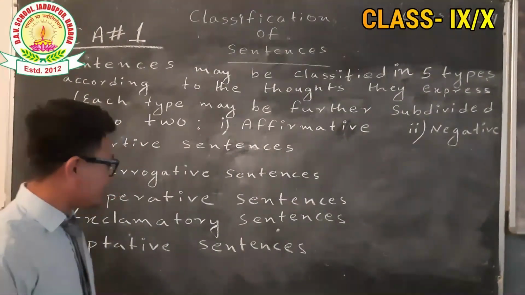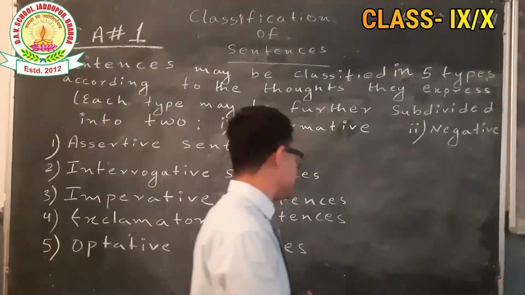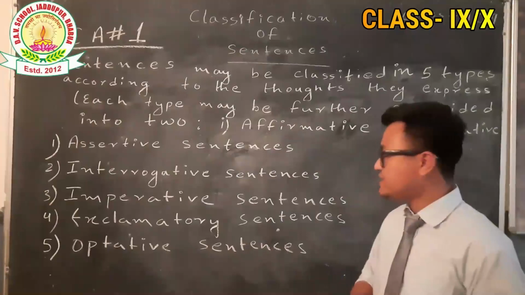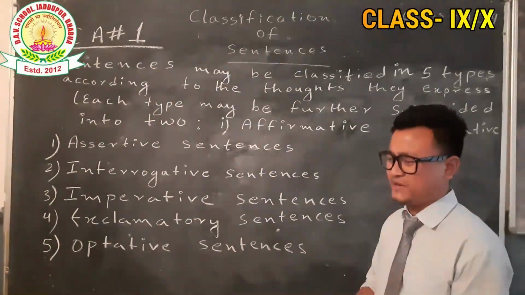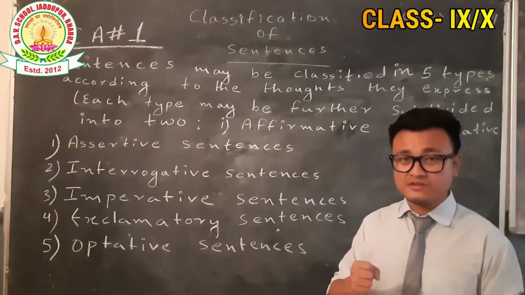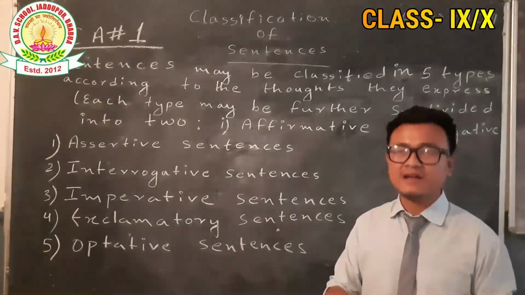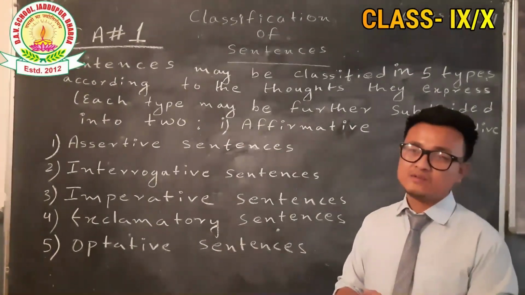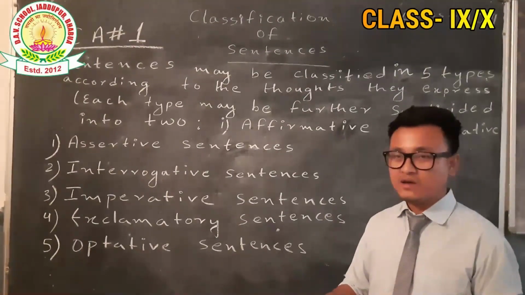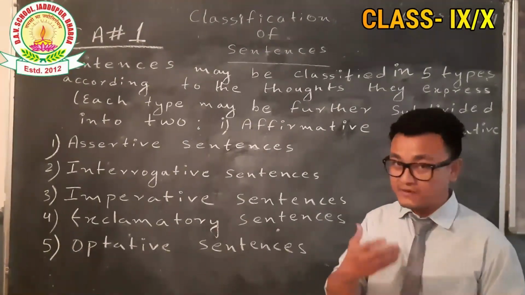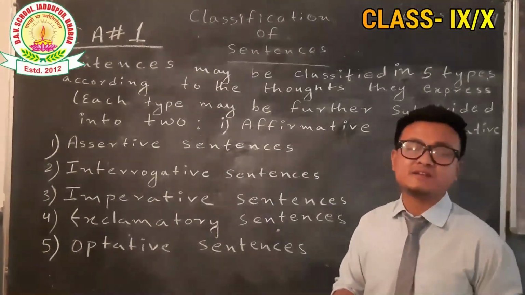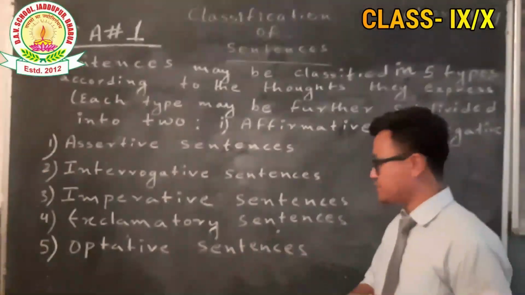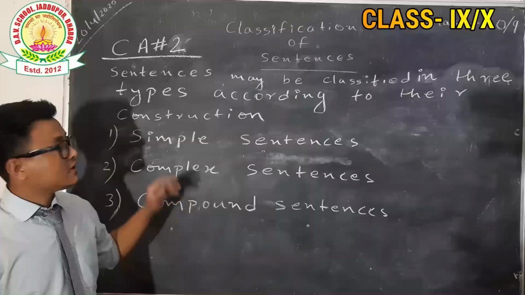Now let's see optative sentences. Optative sentences are those types of sentences which express a very strong wish, desire and blessing as well. So whenever you find a sentence indicating some kind of desire, wish or blessing, those types of sentences are considered optative sentences.